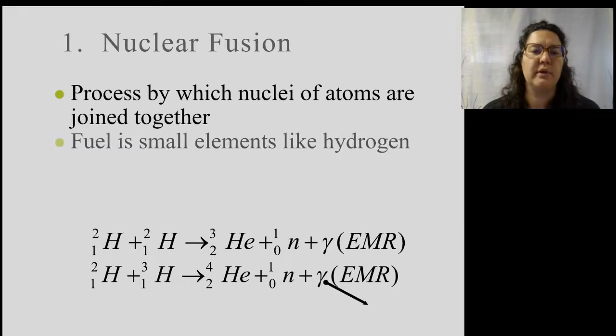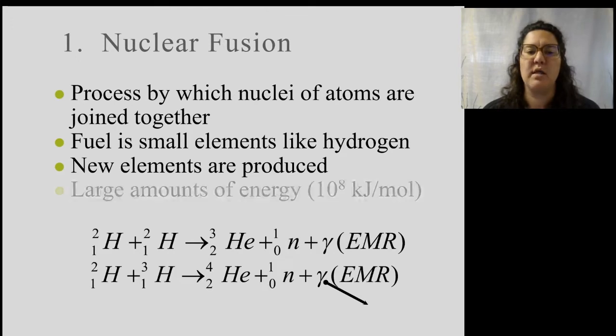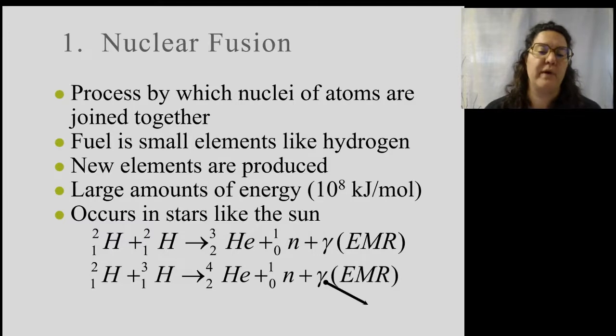So when we look at nuclear fusion, this is the process by which nuclei of atoms are joined together. Fuel is in small elements like hydrogen, and larger new elements are produced. This produces large amounts of energy, like 10 to the power of 8 kilojoules per mole, and it occurs in stars such as the sun. Right now, this would be a very nice renewable source of electricity and energy for Earth, but we have a difficulty controlling the amounts of energy that are produced.